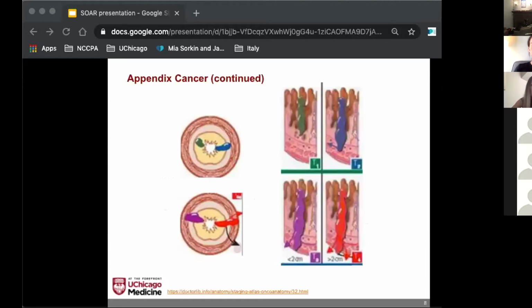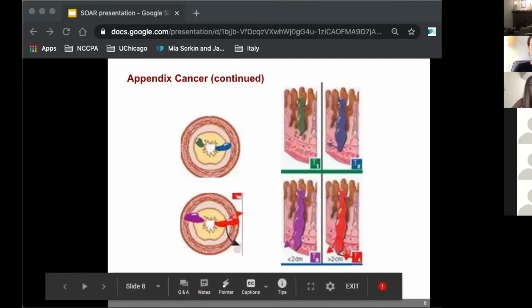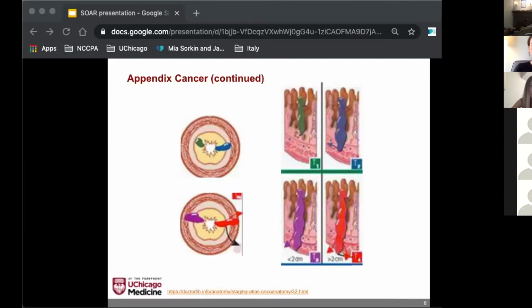This is just a photo of the T stage in appendix cancer. So this is a cross section of the appendix, and you can see in the upper left, the green blob is a T1, and as the tumor invades through the mucosal, muscular, and serosal layers of the appendix, the T stage increases. So that's represented here.